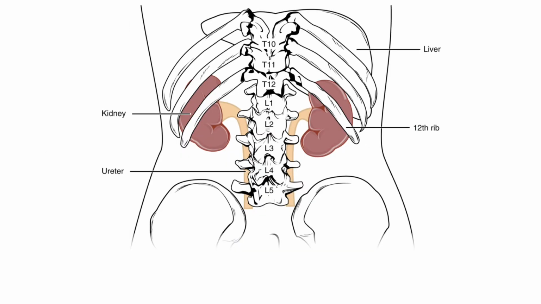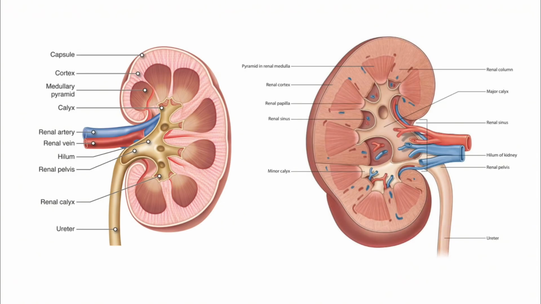The kidneys extend from the T12 to L3 vertebrae, with the right kidney slightly lower due to the large right lobe of the liver. Each kidney is enveloped in a fibrous true capsule and is retroperitoneal, meaning it lies posterior to the parietal peritoneum.